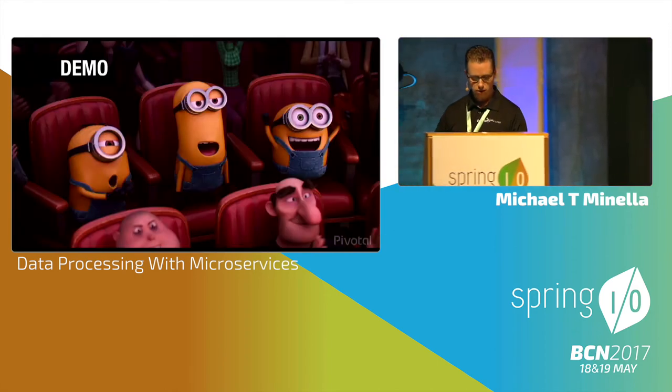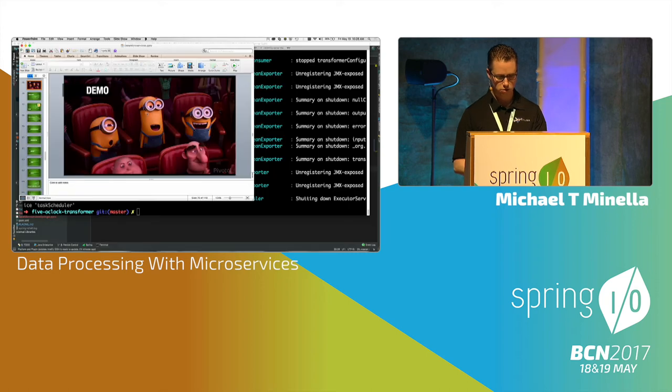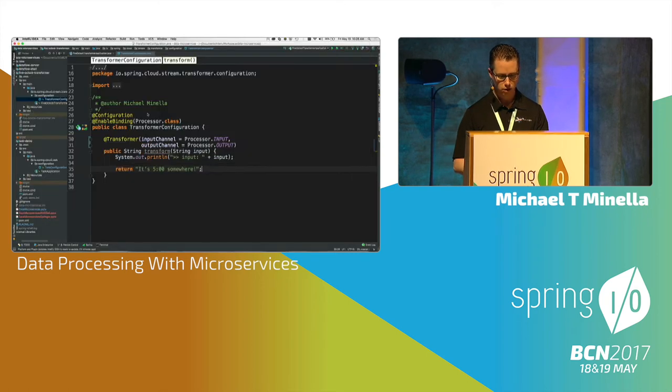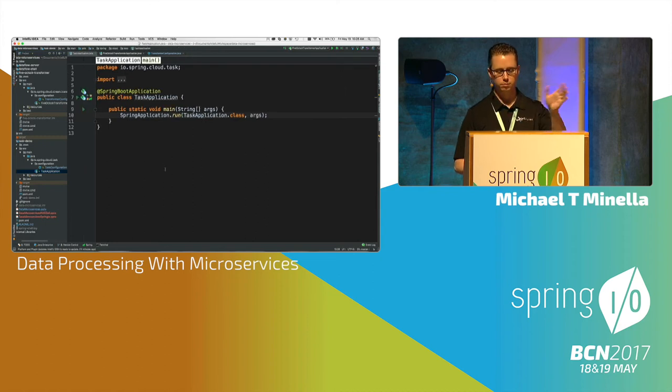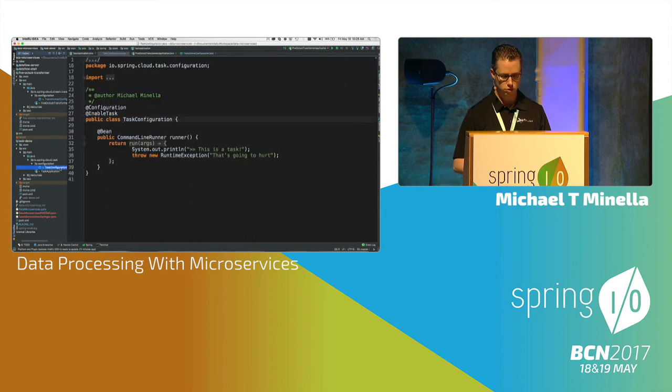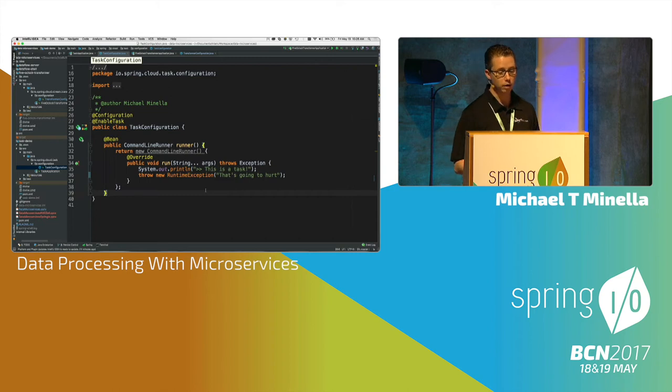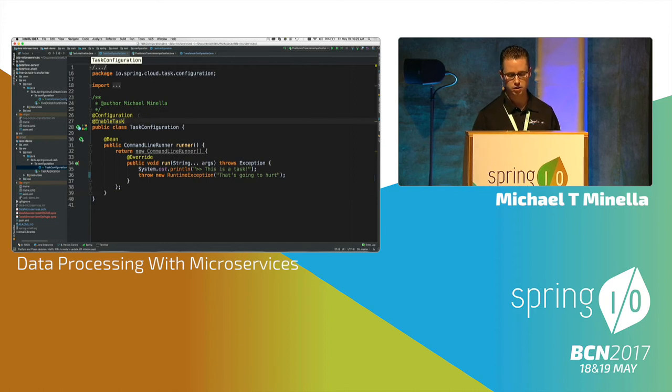Let's look at the hello world of Spring Cloud Task. I'll show you the code first on this one. So again, it's got the same Spring Boot bootstrapping class. Skip over that. And I'm really not configuring it. It is just dropping in @EnableTask. That's really all you need to do. So I've got the @Configuration, @EnableTask, and then I've got this command line runner.